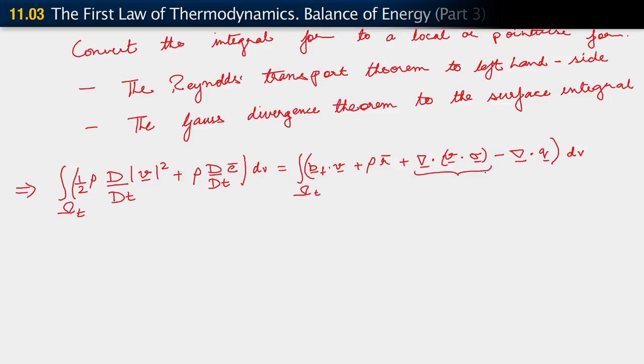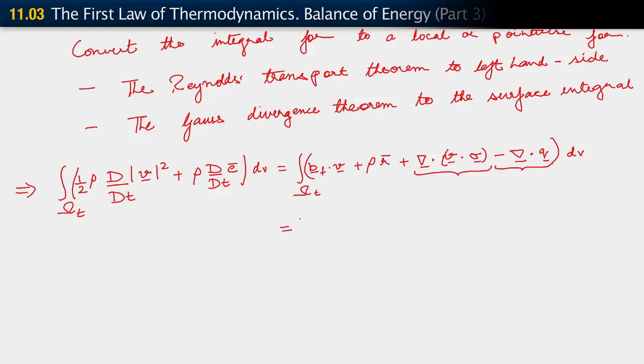I should mention that what we did for this term is exactly what we did when we studied the balance of energy in a purely mechanical context. So that should be nothing new to you. This term, of course, is straightforward. It is just a classical application of the divergence theorem.